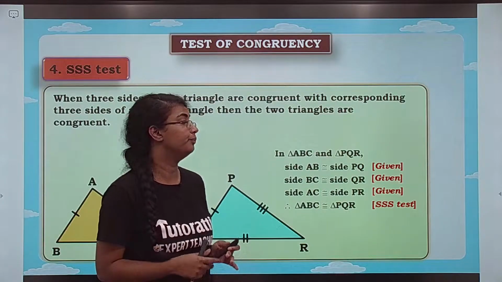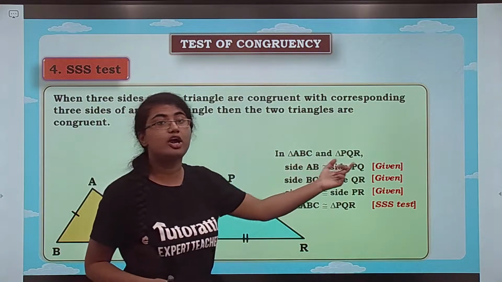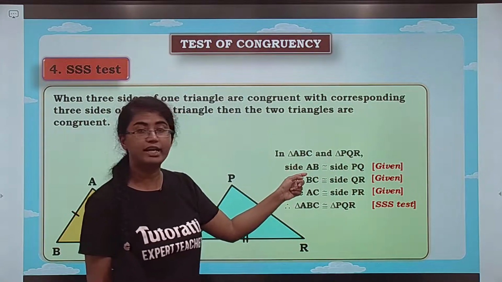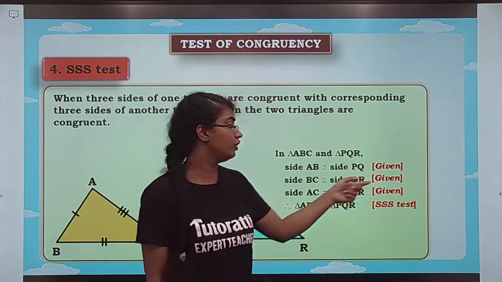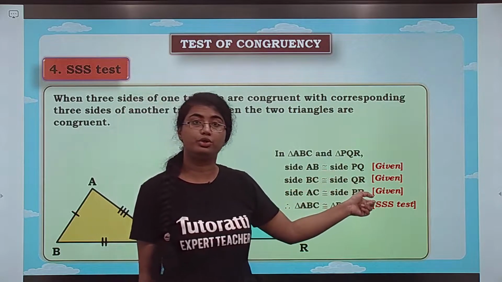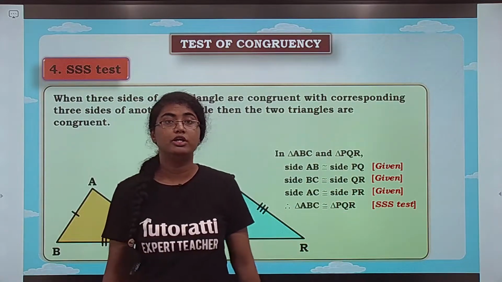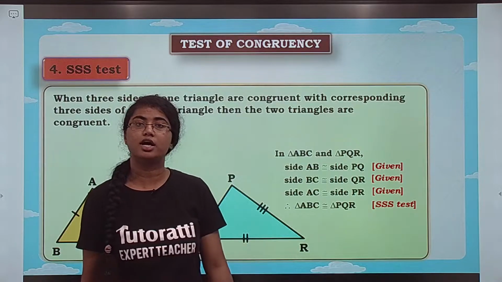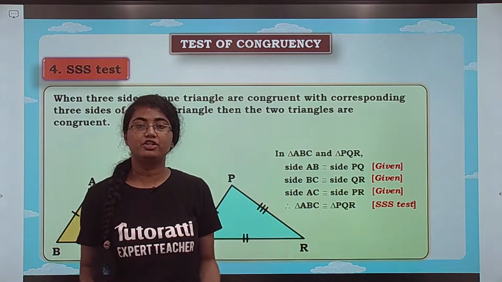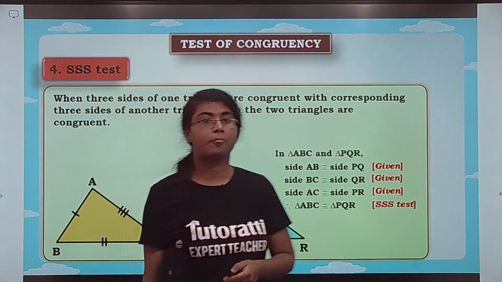How do we write it down? Triangle ABC and triangle PQR. Side AB is congruent to PQ. Side BC is congruent to QR. And side AC is congruent to PR. So we can say that by the given test of congruency, the two triangles are congruent. Are you all understanding this? Are you all with me so far?